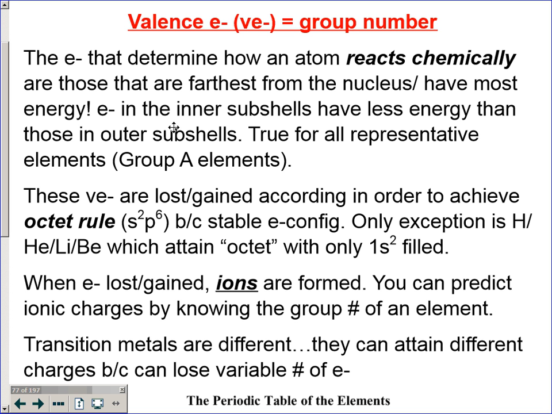It's because the valence electrons, the ones that are the farthest away from the nucleus, are what? What's it say? The electrons that are farthest away from the nucleus have the most energy, which means that they help control the chemical reactivity of that given atom.